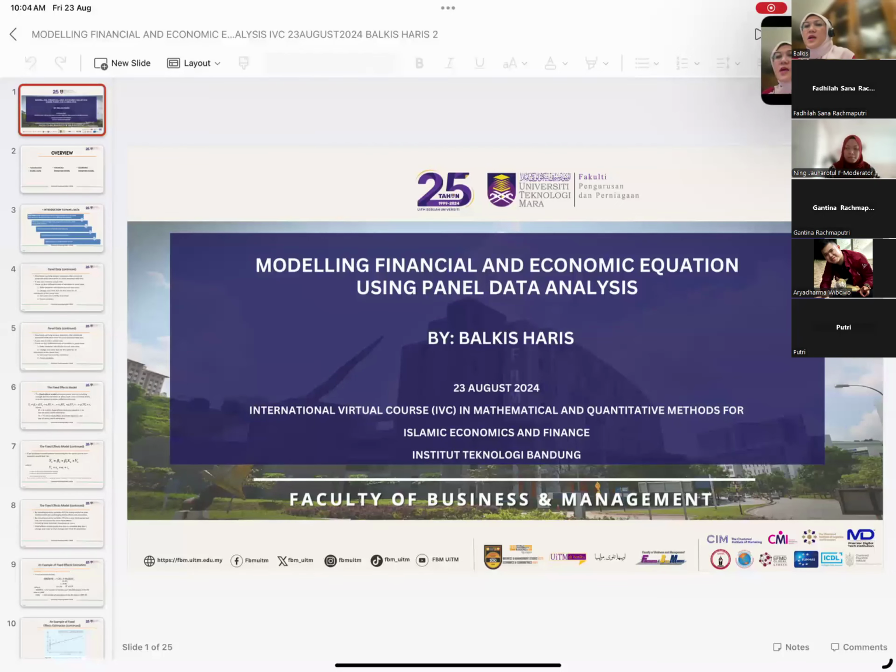How we can use panel data in finance and economic equation. I'm sure everyone, because you're coming from the computational and sciences faculty, is already familiar with the time series data and also the panel data. So here I would like to show you how we're using the panel data in finance and in economics.